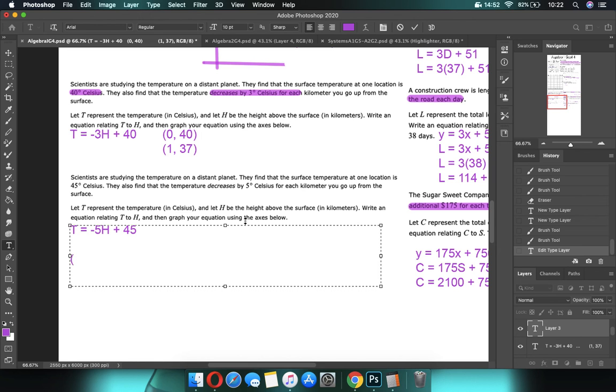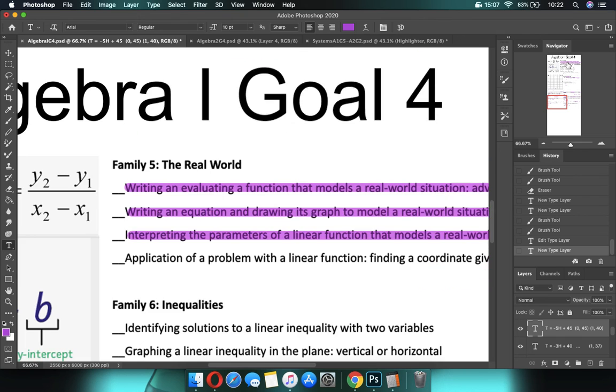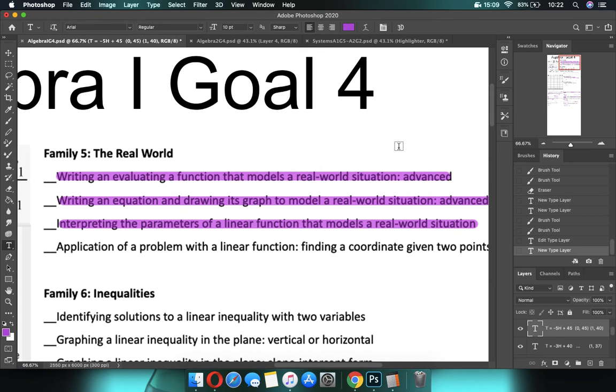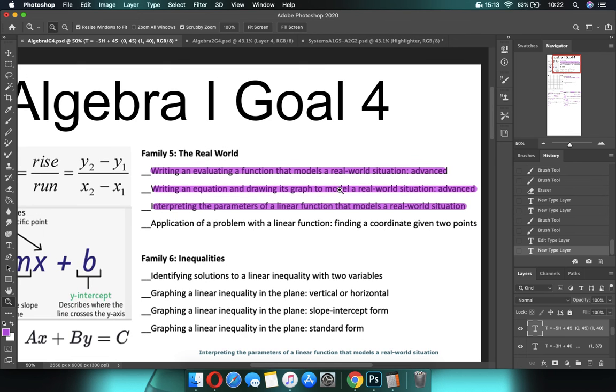And then what are our coordinates? Our base is going to be 45, and then since we're decreasing every time we go over 1, we're going down by 5 units, so our next coordinate would be 40. 2 dots, connect the dots, make a line, and you're done. So that is everything for word problems in Goal 4 of Algebra 1.